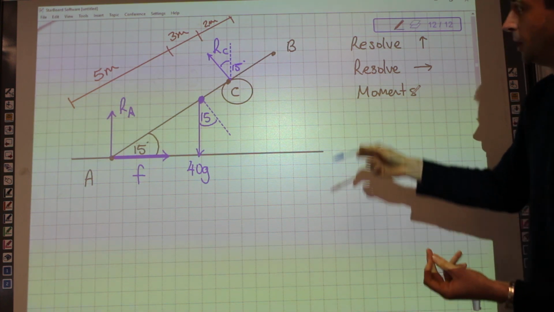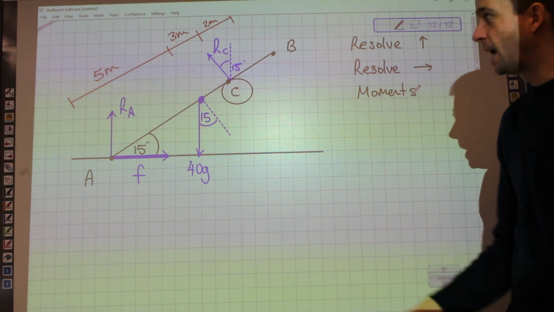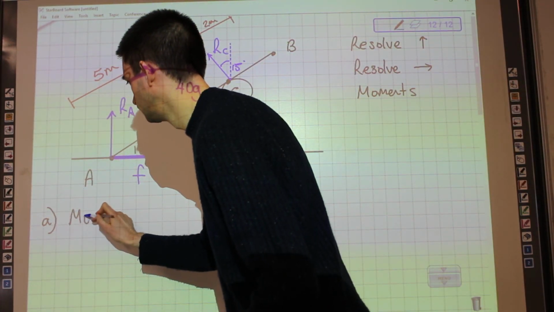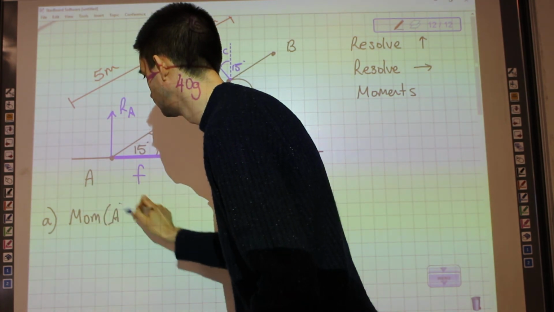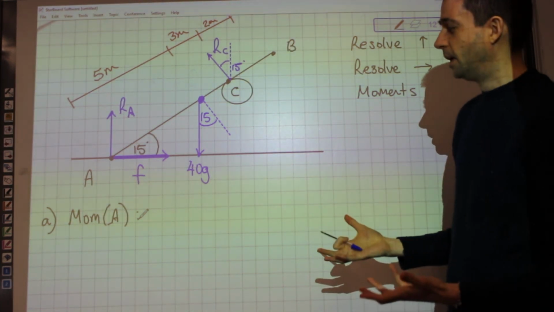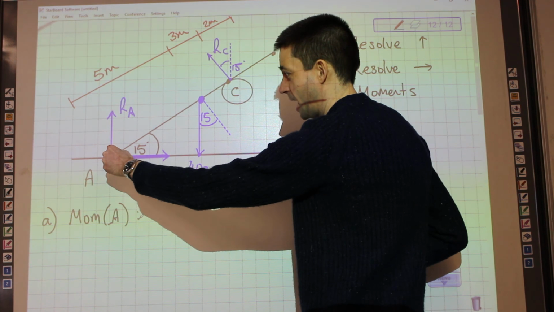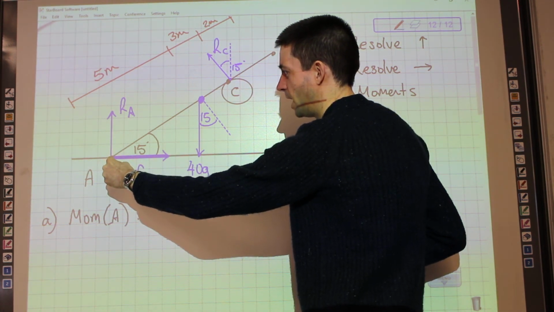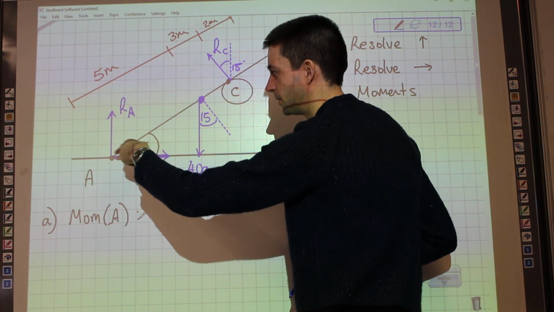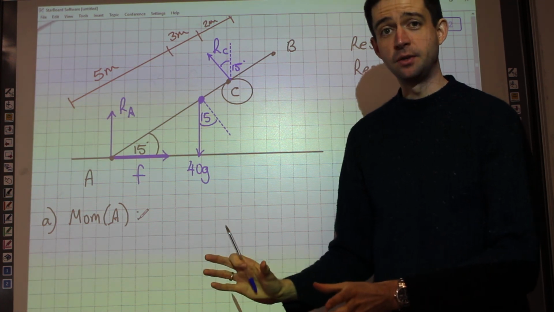But I know that what we're looking for is the reaction at C, and the best way to approach that is to take moments about the point A. Now, why choose the point A? Well, when you take moments about a point, you can ignore any forces that are acting at that point, and because at the point A I have an unknown reaction force and an unknown friction force, by taking moments about A, I've eliminated two forces that I don't know straight away.